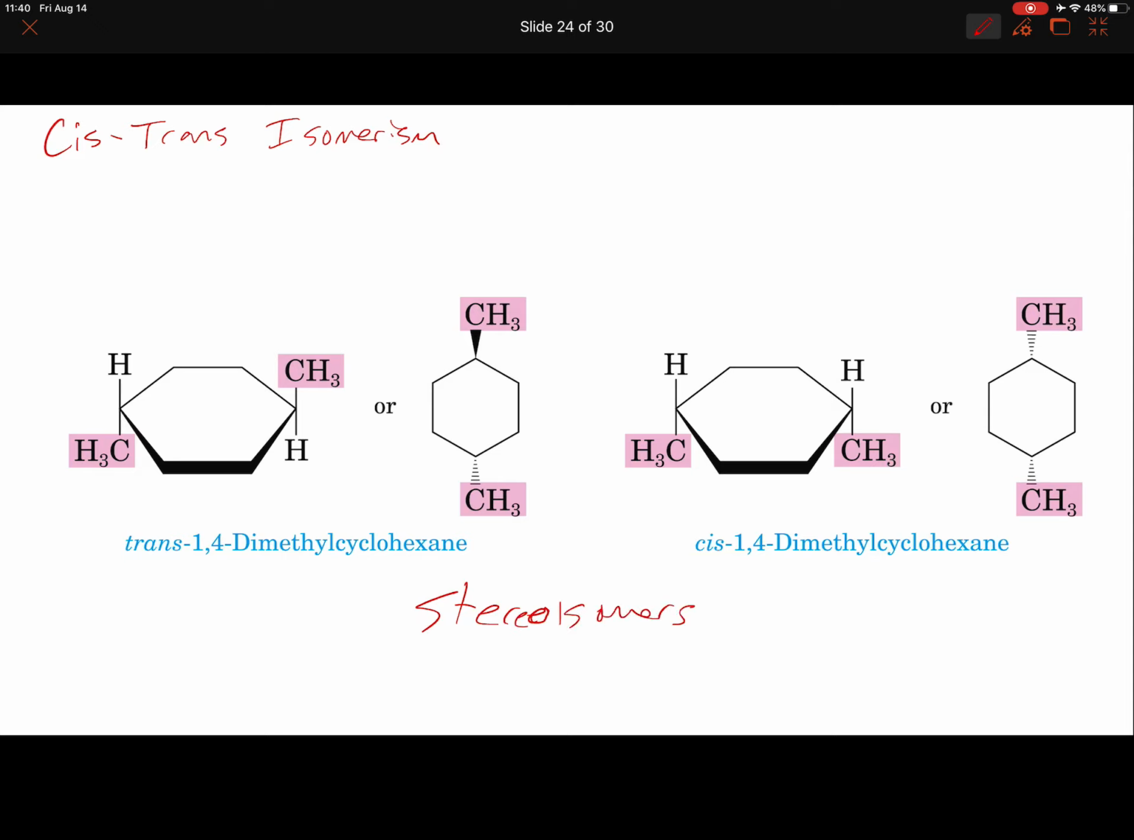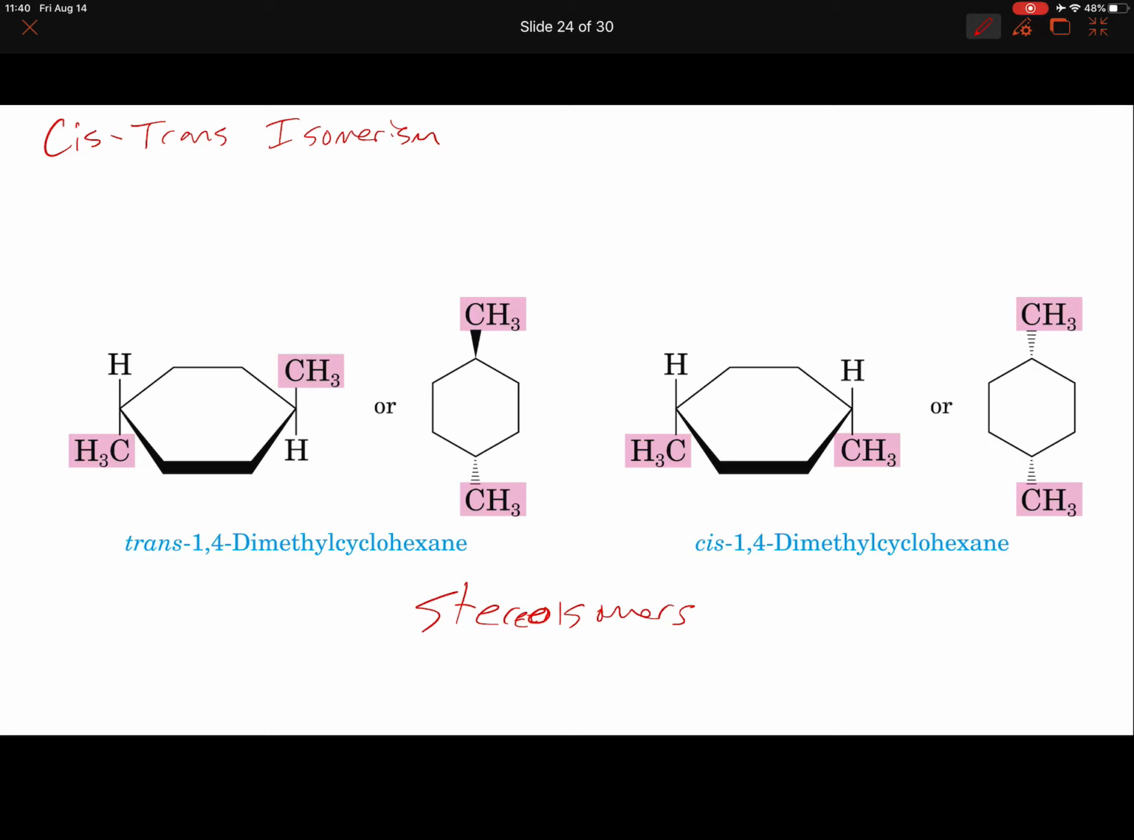Stereoisomers. So remember, isomers can be constitutional isomers if they're connected differently. Isomers can be stereoisomers if they have the same formula, the same connections, but different orientations, right?